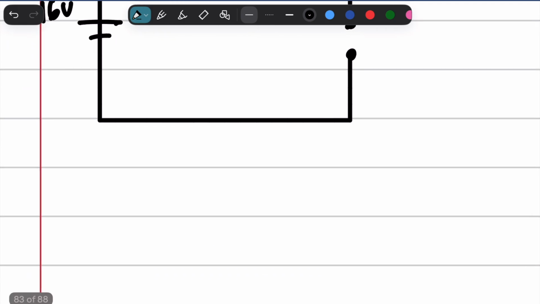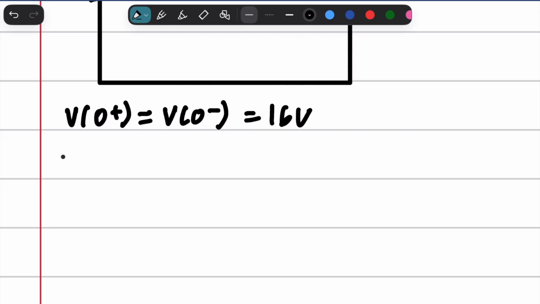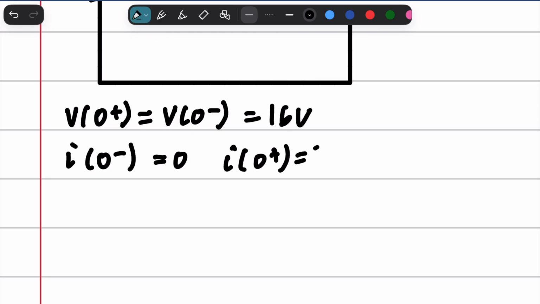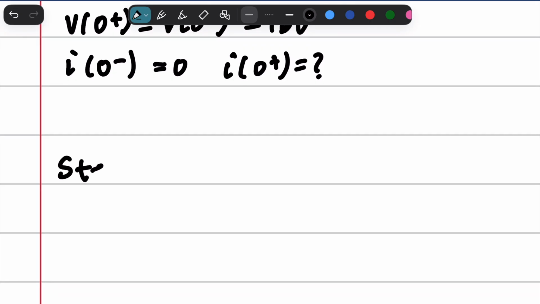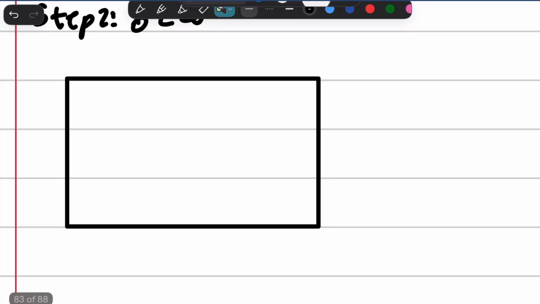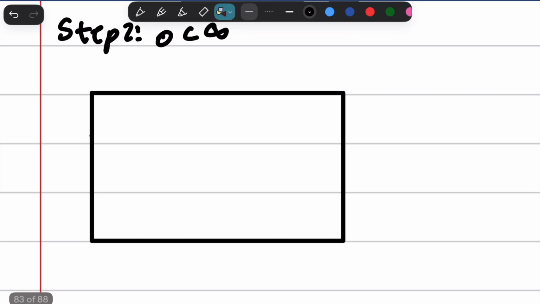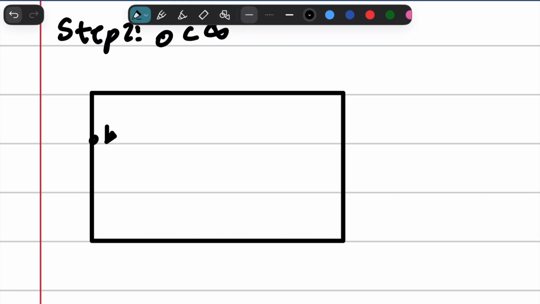Let's go ahead and look for the initial conditions. The initial condition for voltage starts with 16 volts. And I0 minus is just going to be 0. I0 plus is going to be question mark. Step 2, 0 to infinity. I'm going to go ahead and draw this circuit. The 16 volts is out of the picture now, and we've got our B right here because we're in position B.